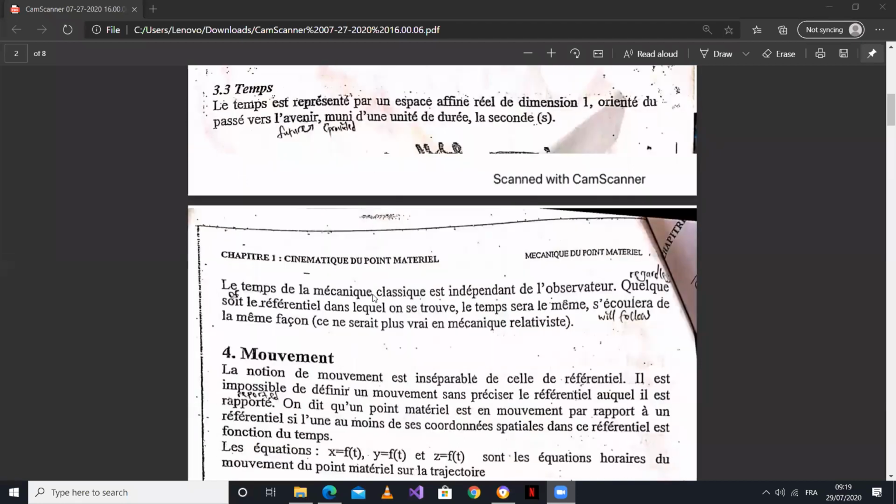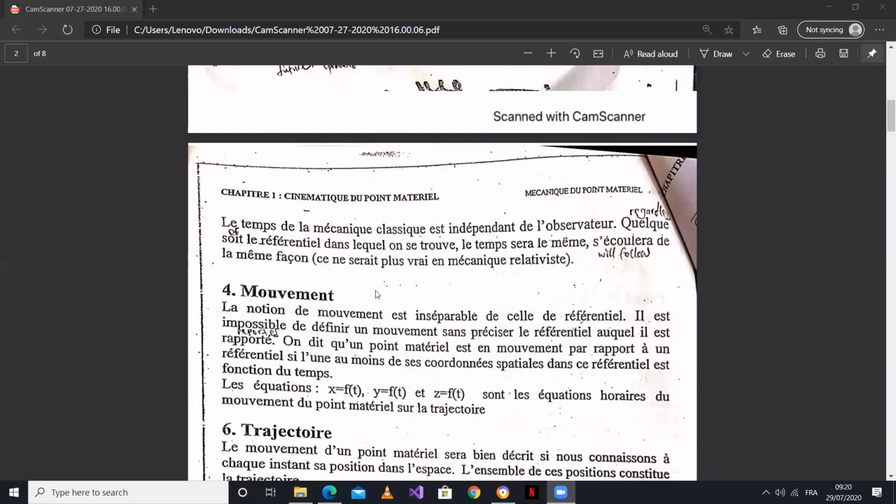Now we are going to look at movement. Again, it's the same movement, the displacement from one point to another, or maybe just moving from one place to another. Yes, that's the movement we are discussing.